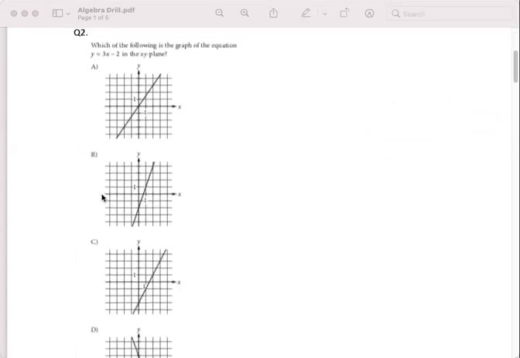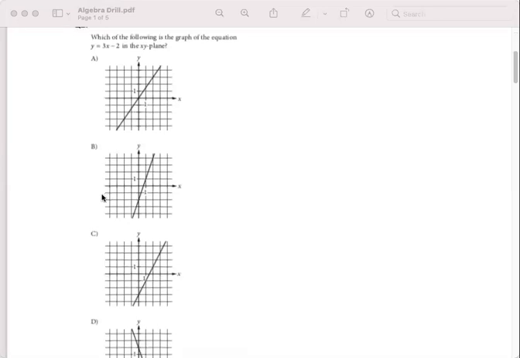Question 2. Which of the following is the graph of the equation y is equal to 3x minus 2 in the xy plane? Okay, so when I look at y is equal to 3x minus 2, I see that the slope is 3 and the y-intercept is negative 2.